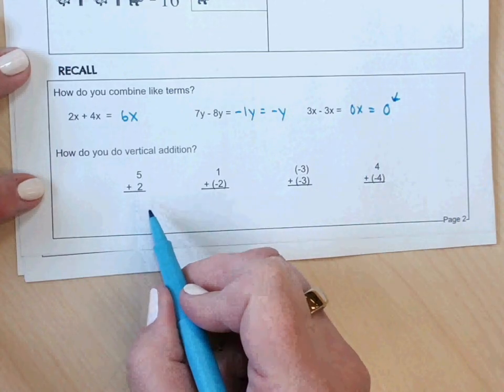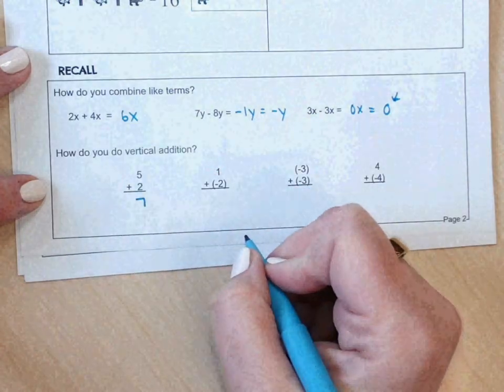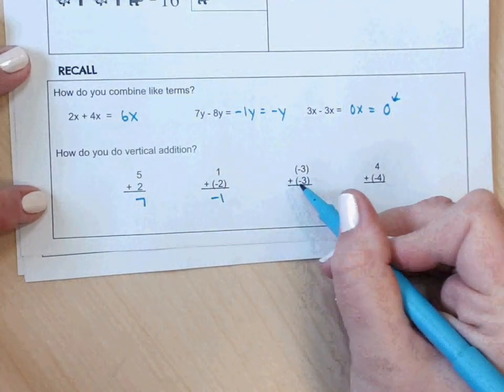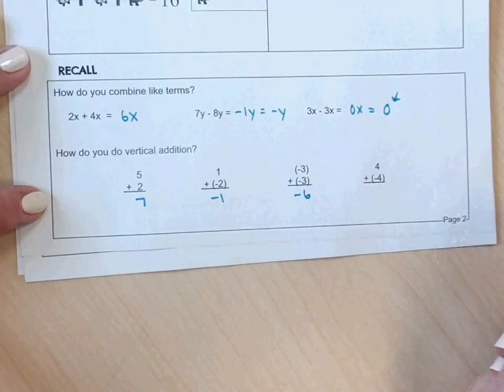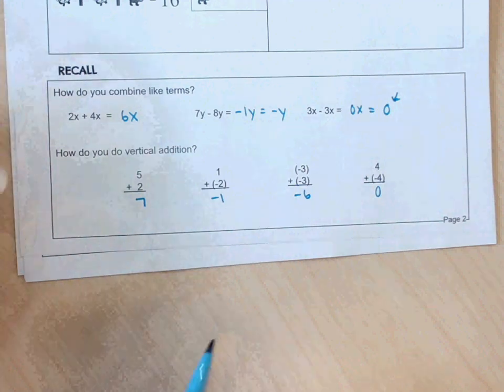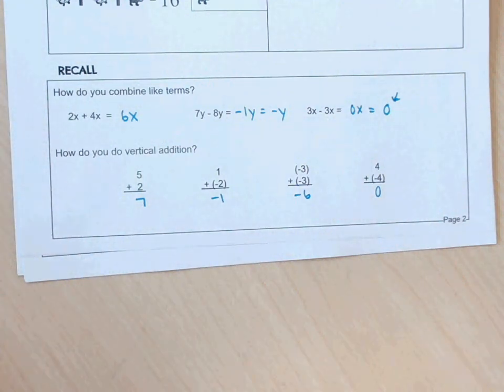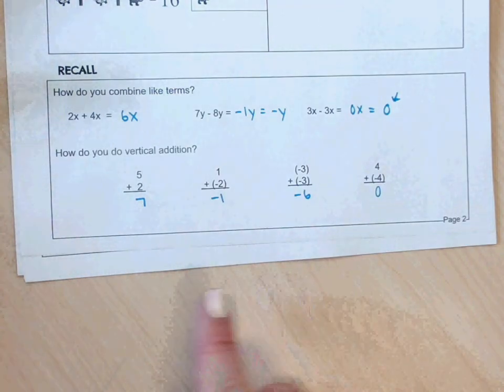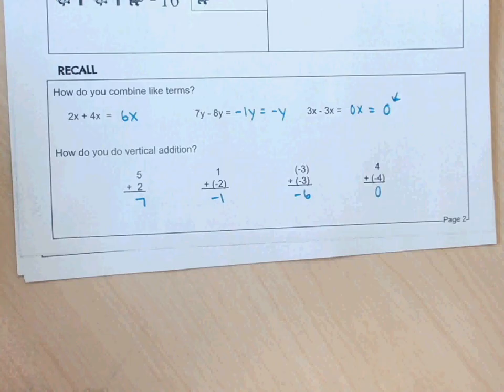Adding vertically, 5 plus 2 is 7. 1 plus a negative 2 is negative 1. Negative 3 plus a negative 3 is negative 6. 4 plus a negative 4 is 0. Hit pause if you need to. If that didn't make sense, hit pause and try to understand why that's true. Let your brain process what I just said, or rewind it and watch it over again.